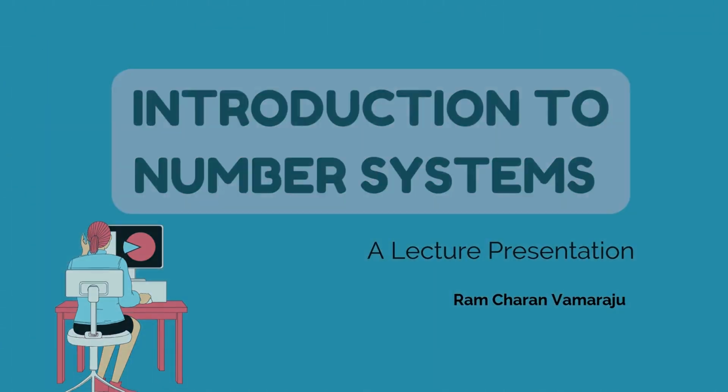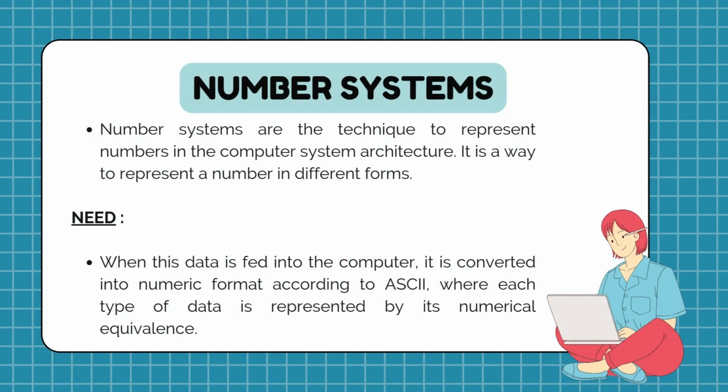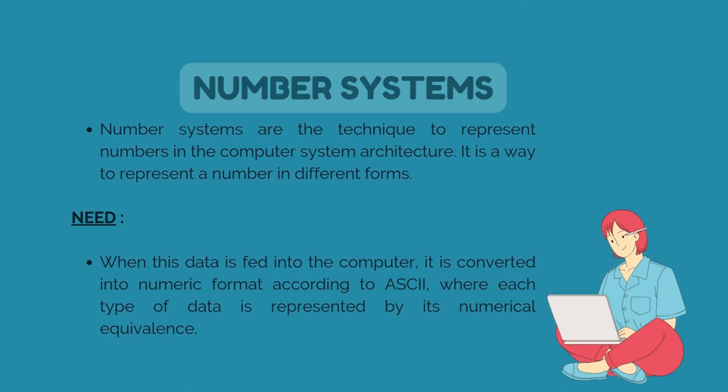Let's dive right in. Number systems are techniques used to represent numbers in computer architecture. They allow us to express numbers in different forms, which is essential for computers to process and store data. But why is this important? When data is fed into a computer, it's converted into a numeric format based on standards like ASCII. Each type of data is assigned a numerical value, enabling the computer to understand and work with it.